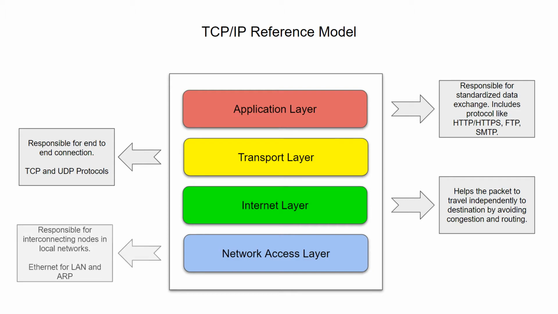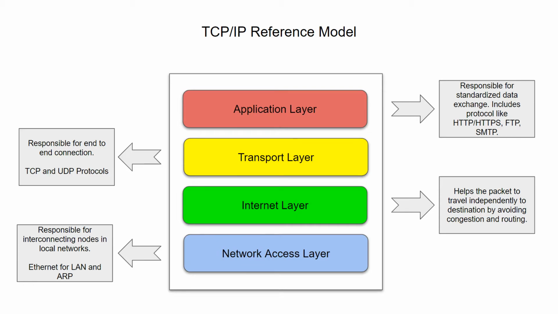The last one, at the bottom, is the network layer. It is responsible for interconnecting nodes in a local system or machine. It will look for hardware addressing, and protocols in this layer allow physical transmission of data.